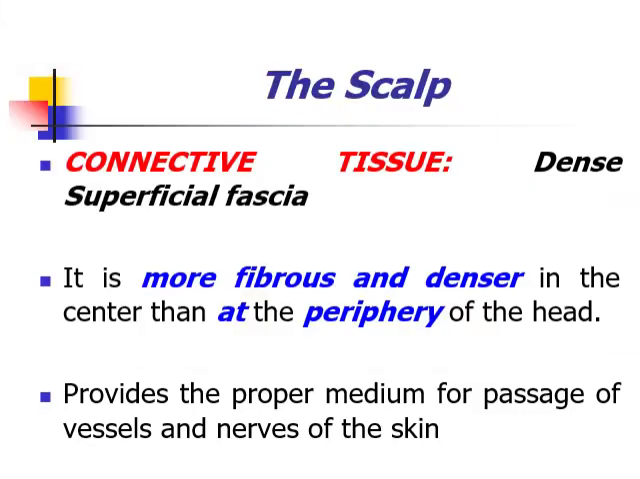The 2nd layer of the scalp is the connective tissue. We just described this connective tissue layer as being a dense connective tissue layer. This dense connective tissue layer is simply the superficial fascia present just beneath the skin of the scalp. In every part of the body, we have got a superficial fascia just beneath the skin. So this dense connective tissue layer is simply the superficial fascia of the scalp.